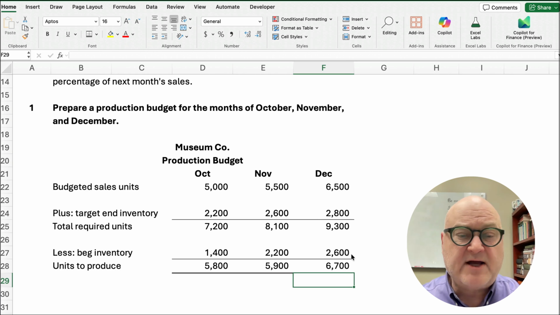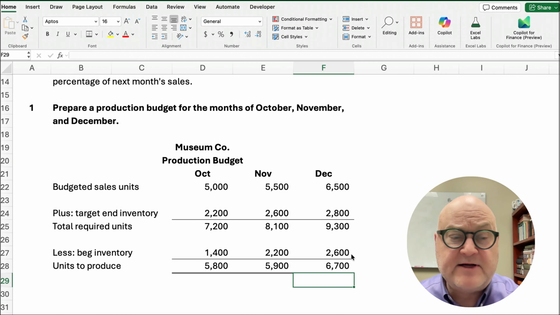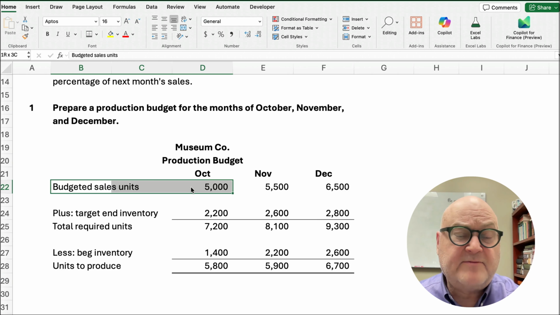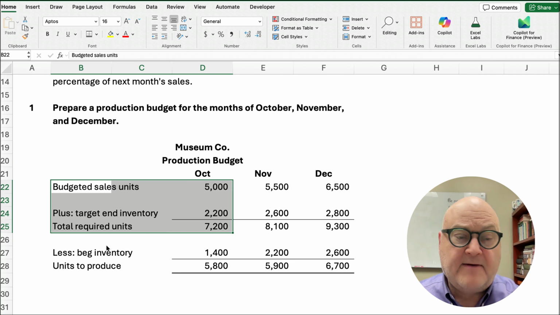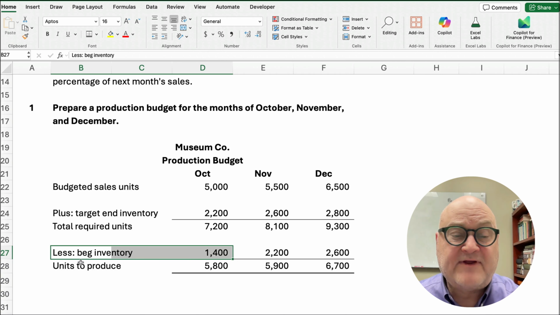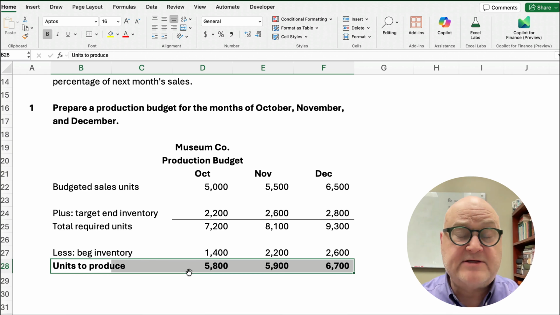So this is how you do a production budget. You're always looking at what it is this month, what it's going to be next month, and how many we need to produce this month. So here is our logic. We're going to figure out the sales this month plus how much inventory we need this month. That's our required units, minus how many we already have gives us how many we need to produce. The whole point of the production budget is to calculate this bottom line. How many units do we need to produce? And the answer is 5,800 in October, 5,900 in November, and 6,700 in December. And that way we can manage our production schedule. We want to produce this much each of the 3 months.